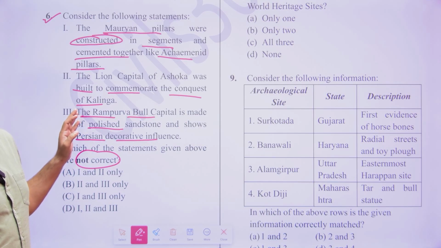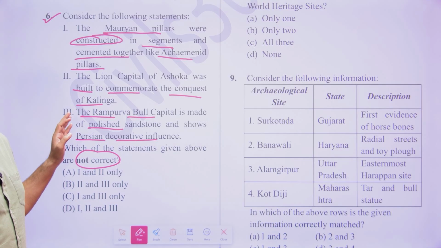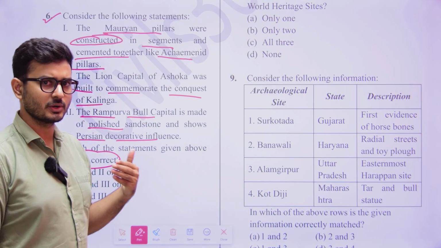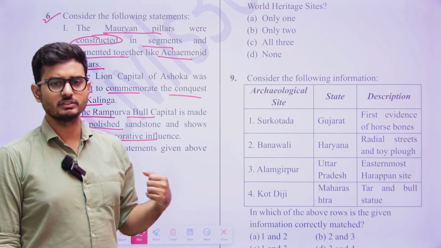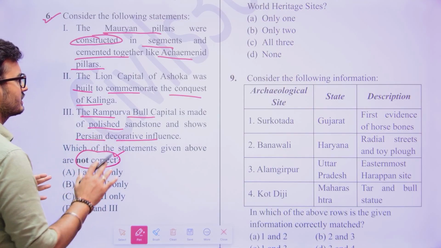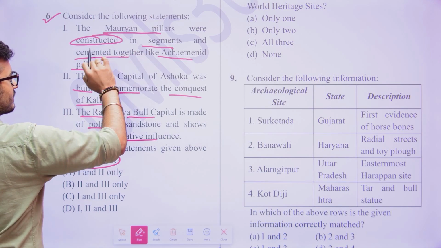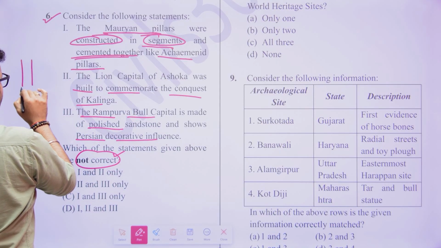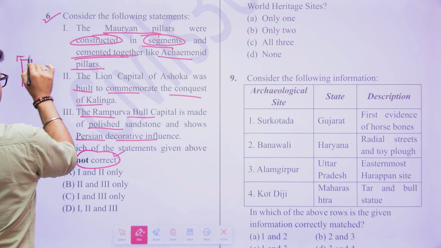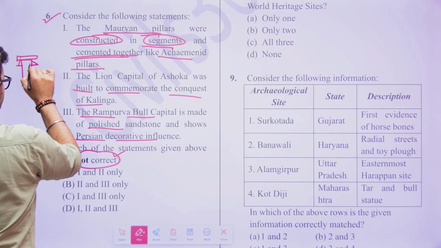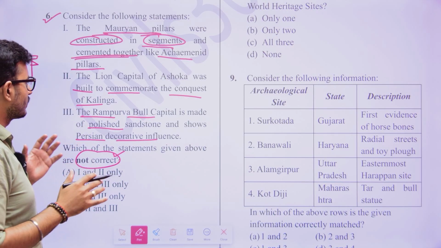So the aspect we are trying to understand is that if you read through the Achaemenid pillars versus the Mauryan pillars, you will be able to give this answer. Let us eliminate things. They are asking which of the following statements is not correct. The Mauryan pillars were constructed in segments and cemented together. Was it? As far as I have read, the Mauryan pillars were generally constructed in monolithic rock.